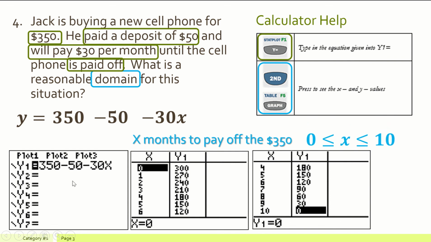So the reasonable domain would be his starting month, month 0, when he purchased the phone, until he pays it off in month 10. So the x value is greater than or equal to 0, but less than or equal to 10.